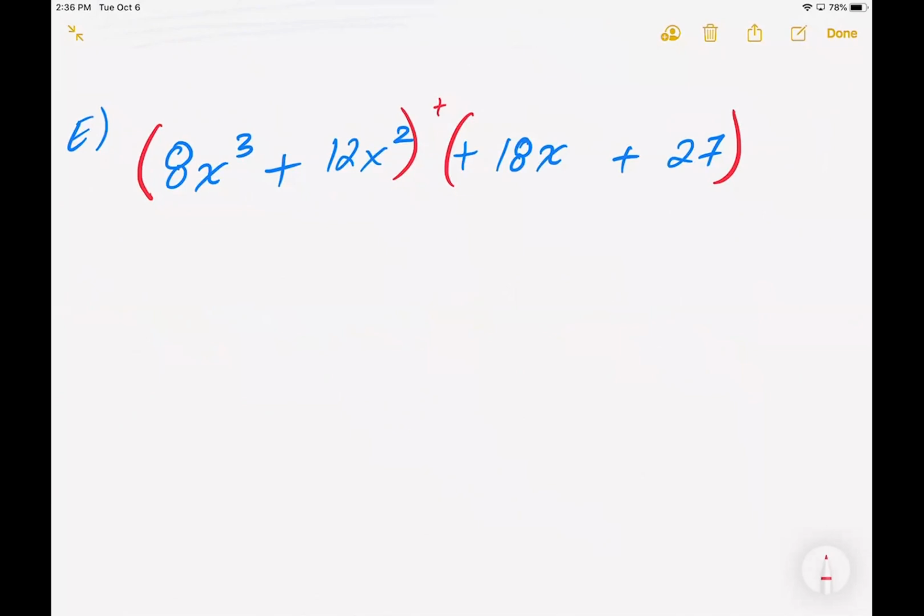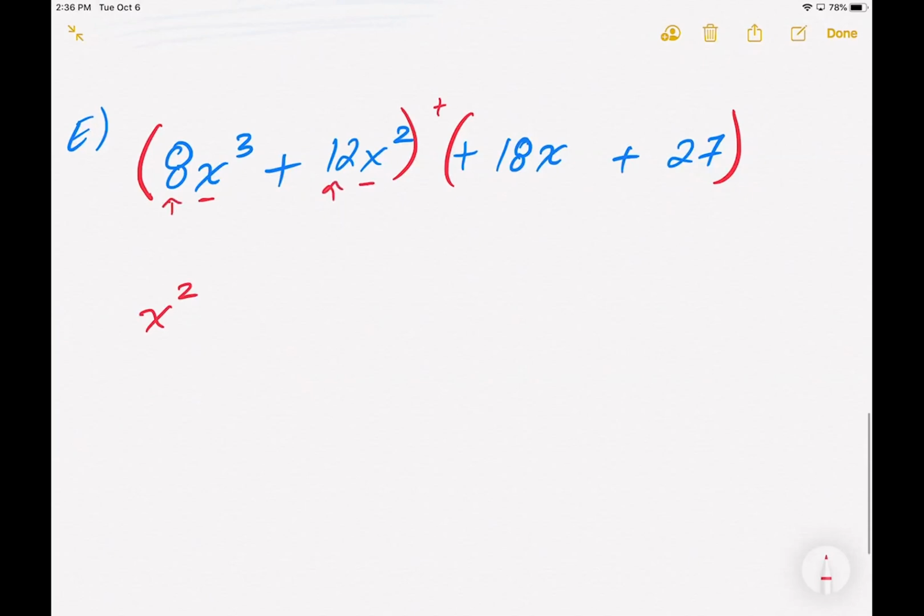So hopefully you guys get a hang of this thing, right? A little bit in the sense of how to break it down. Hopefully many of you guys say, well, we need to take out x squared, right?